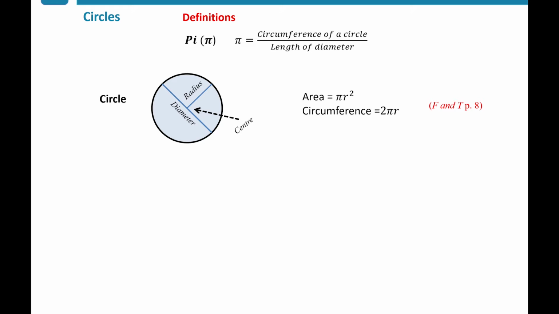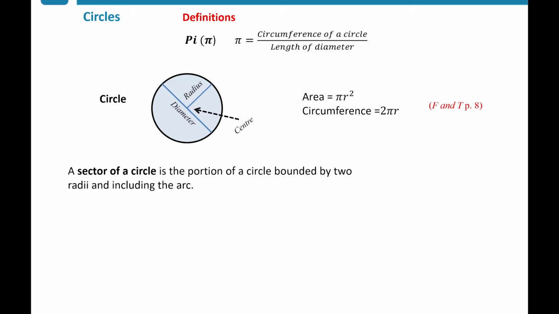Let's look at our circles. So pi is equal to the circumference of a circle divided by the length of the diameter, where the diameter is a chord that goes through the center of the circle, and the radius is half of your diameter. The area of a circle is given by pi r squared, and the circumference is given by 2 pi r.